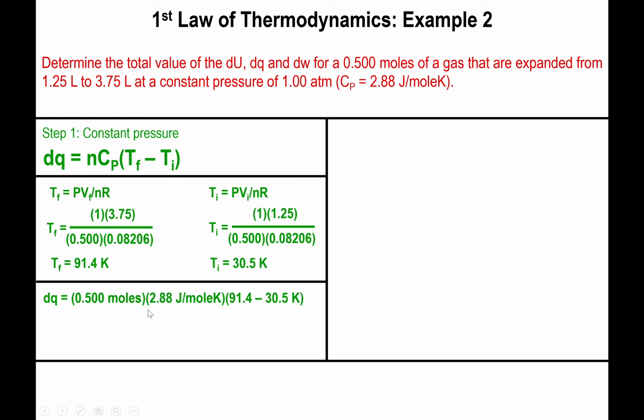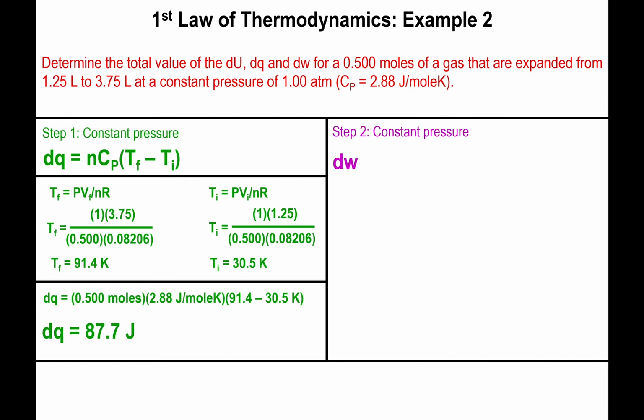Half a mole multiplied by the heat capacity at constant pressure, which is 2.88 joules per mole Kelvin, times the change in temperature, 91.4 minus 30.5 Kelvin. Kelvins cancel out, moles cancel out, and you end up finding out that the change in heat is 87.7 joules. Okay, so simply increasing the volume while keeping the pressure constant increases the amount of heat that your gas now has.